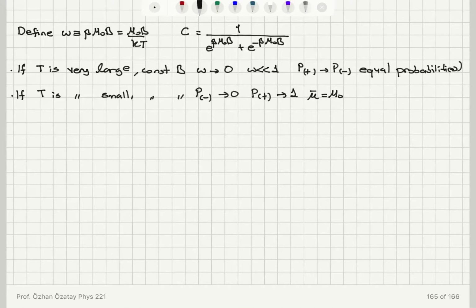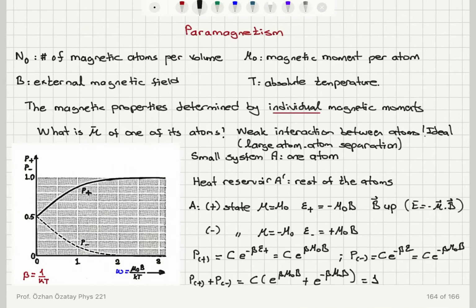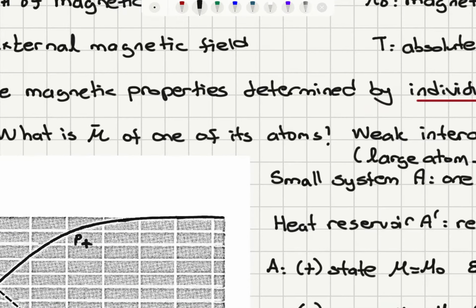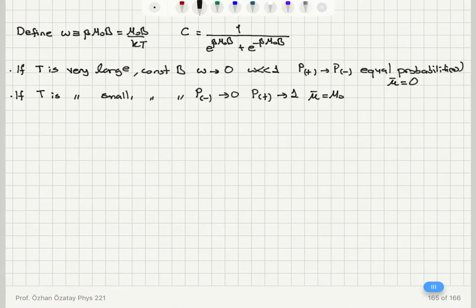On the other hand, for the previous scenario, the mean moment should be 0 because we have equal probabilities in this limit, the high temperature limit. So in general, what is the average moment of one of these atoms? This was the question of interest. The average moment is, by the statistical definition, the probability of the plus state corresponding to the positive moment mu 0, plus the probability of the minus state corresponding to the moment minus mu 0.